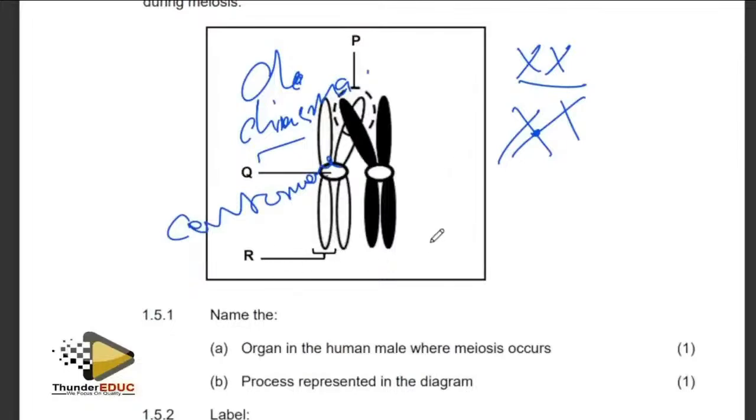What about this? These are homologous chromosomes. Sometimes they can ask you, how do we call the homologous chromosomes under crossing over? It's called a bivalent. Homologous chromosomes under crossing over, we call it a bivalent.